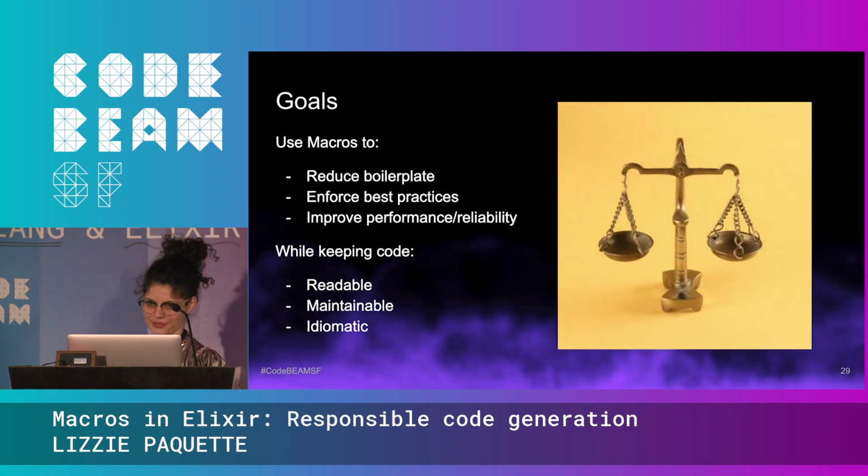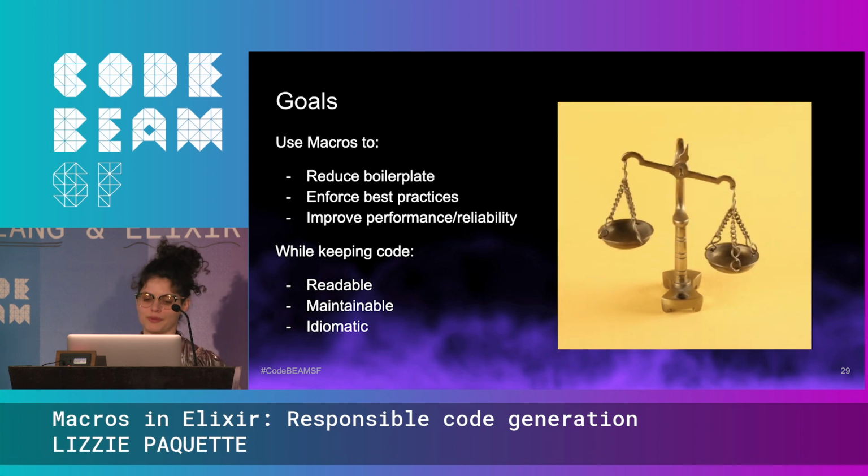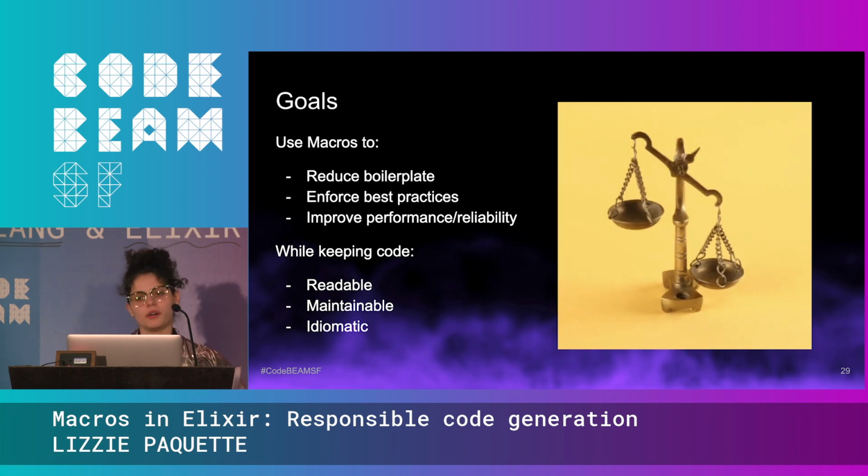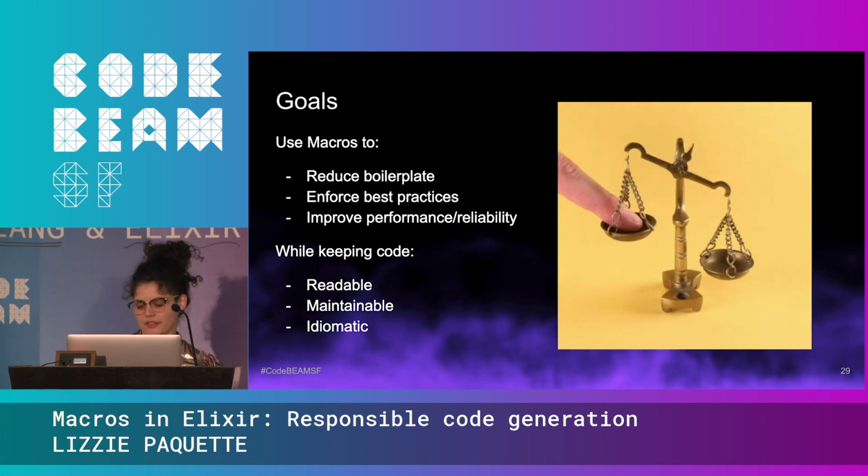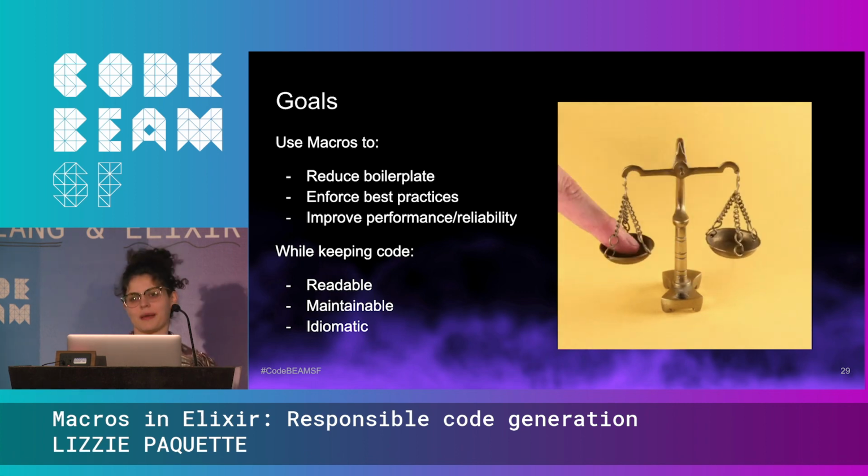So let's revisit our goals. We're trying to use macros to reduce boilerplate, enforce best practices, and improve performance and reliability, all while keeping code readable, maintainable, and idiomatic. We still want it to feel like Elixir, right? So we're really trying to strike this balance.